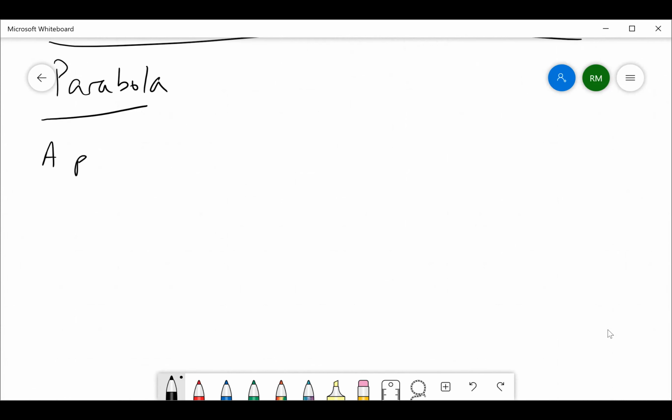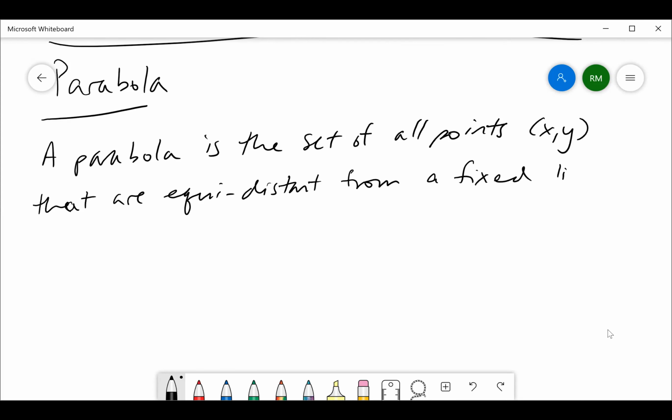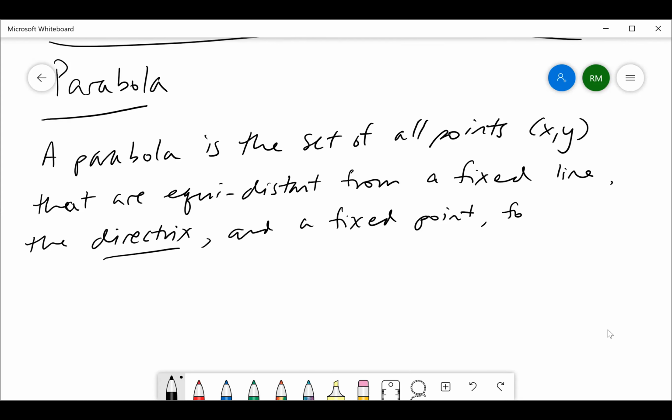A parabola is the set of all points that are equidistant from a fixed line, which we call the directrix, and a point called the focus. Okay, and the focus is not on the line.